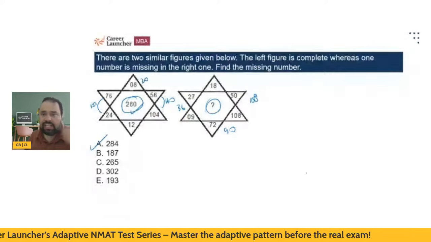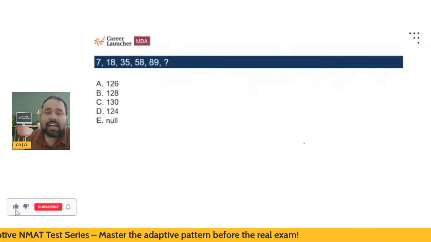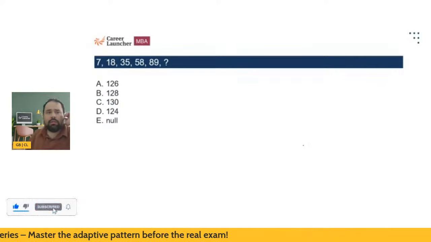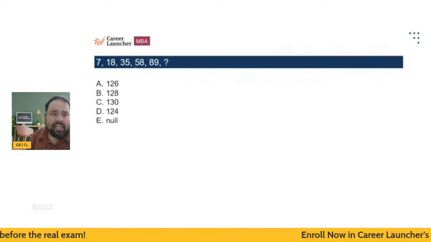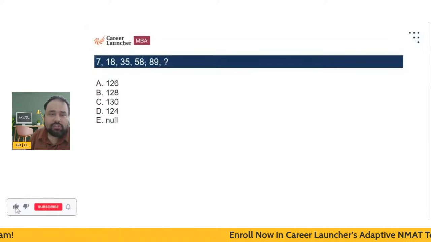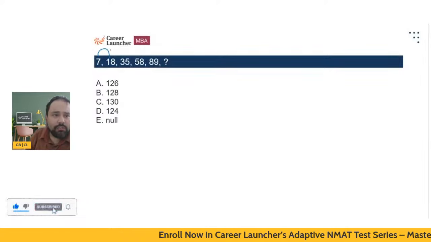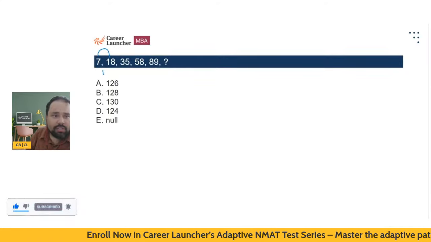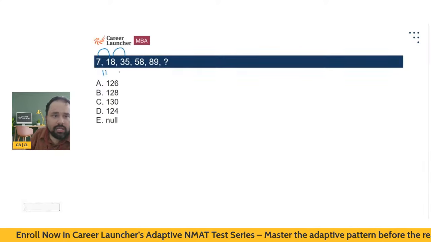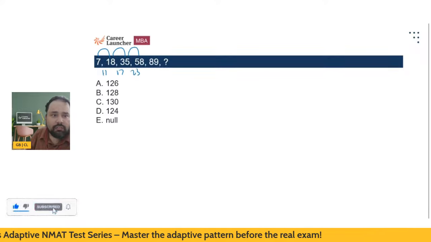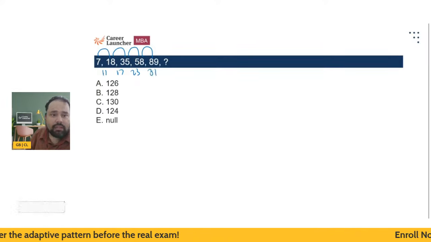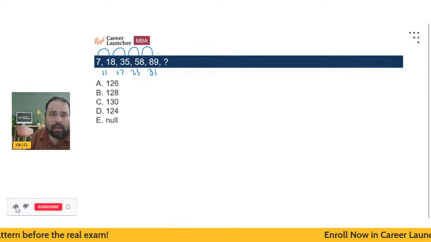That's the way in which the brain will need to operate and work to quickly identify कि क्या चल रहा है. एक और ट्राई करते हैं. मिसिंग टर्म इन सीरीज. 7 to 18 to 35 to 58 to 89. Generally the way I do it is I like to see the difference. 7 to 18 का डिफरेंस क्या है? 11. 18 to 35 का डिफरेंस क्या है? 17. 35 to 58 का डिफरेंस क्या है? 23. 58 to 89 का डिफरेंस क्या है? 31. और इसका मेरे को निकालना है.